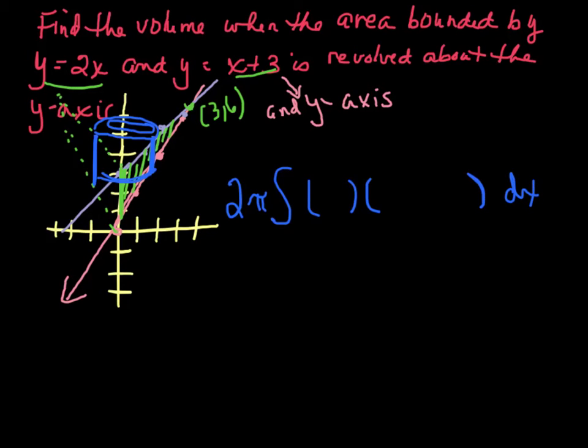So then my radius, again, would just be out here some x number. And my height is going to be top minus bottom. Well, the top is the line x plus 3 minus the bottom, which is the line 2x. And then my limits of integration, since it's a dx problem, would be from 0 out to, we said these were going to meet at (3, 6), so it'll be 0 to 3.